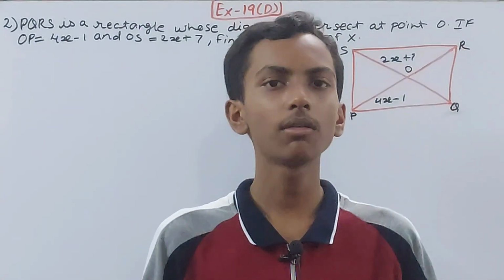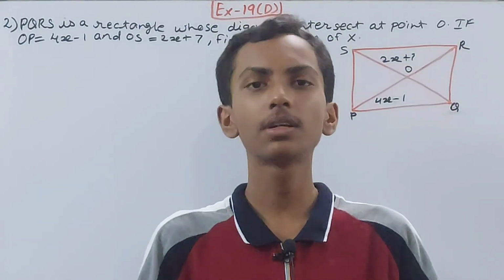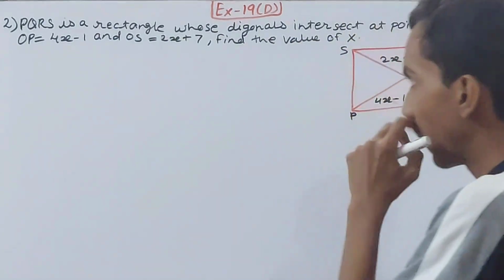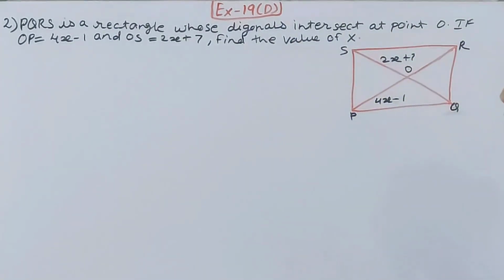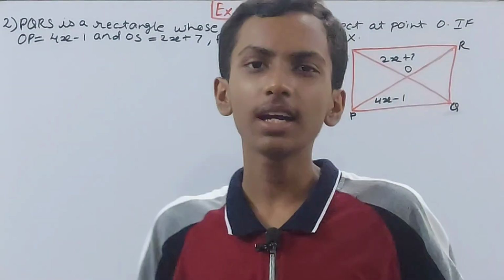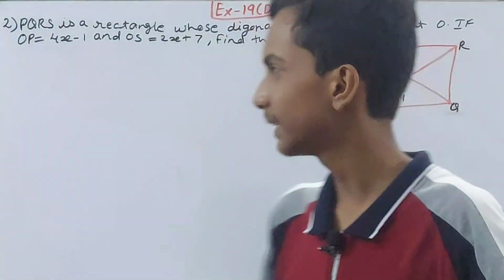In this video we are going to solve ICSE Mathematics class 8 chapter 19, special type of quadrilaterals, exercise 19D, question number 2. It says PQRS is a rectangle whose diagonals intersect at point O. So PQRS, this is your rectangle, and the diagonals of PQRS intersect at point O. Let's see what it says.